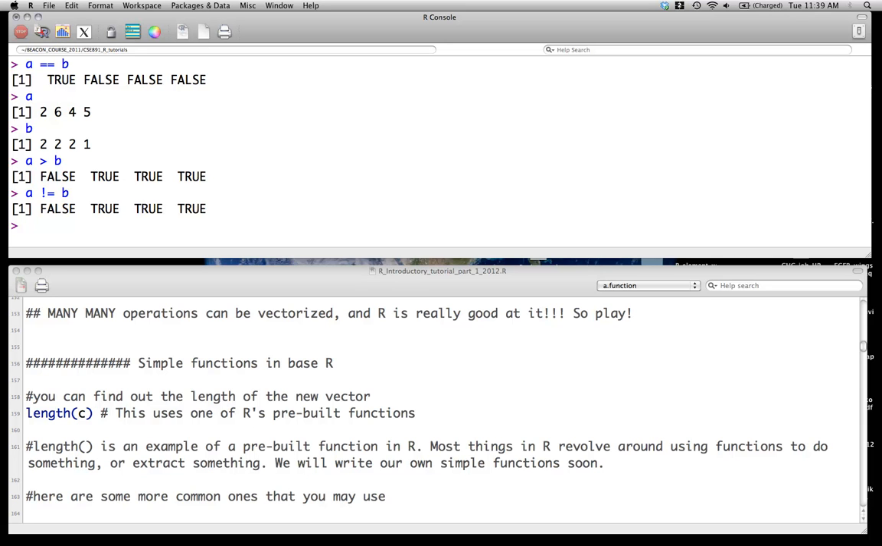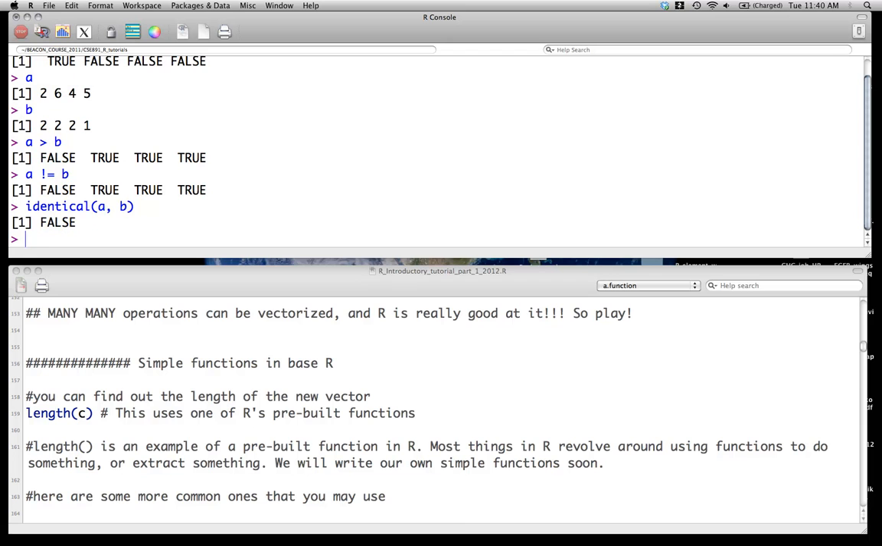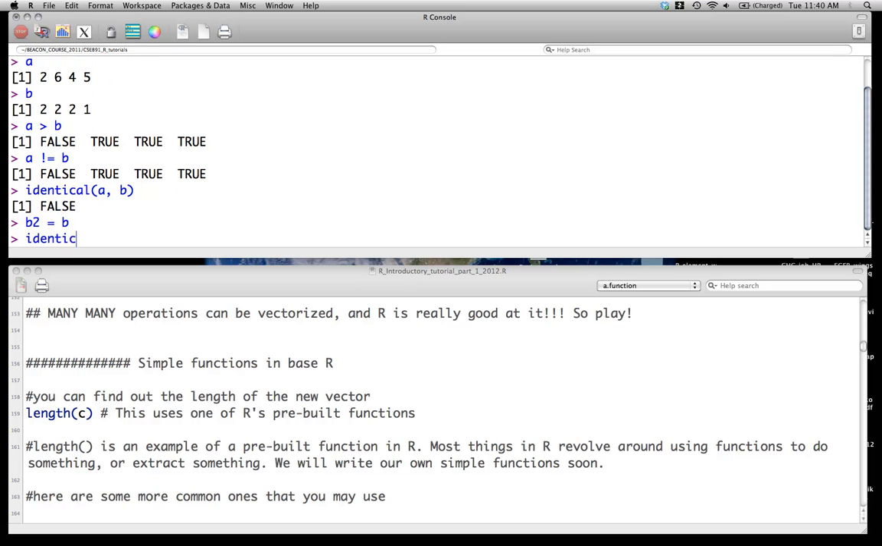One other issue you may want to address is, okay, this is element by element, but we want to know if A equals B exactly, if not element by element, but whether the whole vector is identical to the other. There are a number of ways of doing this, but the easiest way is to use a function called identical, and we'll just check whether A and B are identical. You can check that this gives the right behavior by making B2 equal to B, and we can go identical for B2 and B, and see, in fact, that they give the same identity.